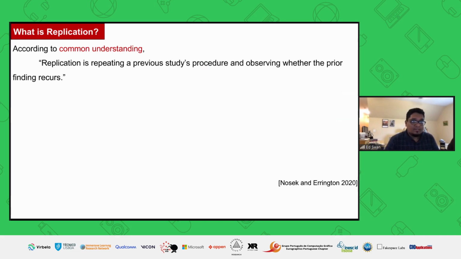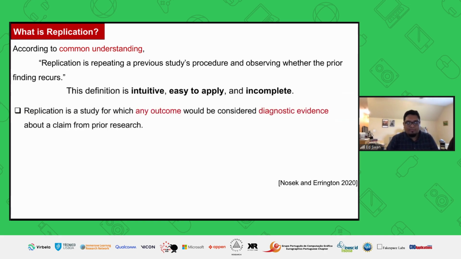So the question is, what is replication? There is a paper on that, titled What is Replication by Nosek in 2020. According to our common understanding, replication is repeating a previous study's procedure and observing whether we have the same results or not. However, this definition is very intuitive and incomplete, you can say. Nosek provided a more complete definition of a replication study. He said replication is a study for which any outcome would be considered diagnostic evidence about a claim from prior research. That outcome can be successful, or it can be unsuccessful.